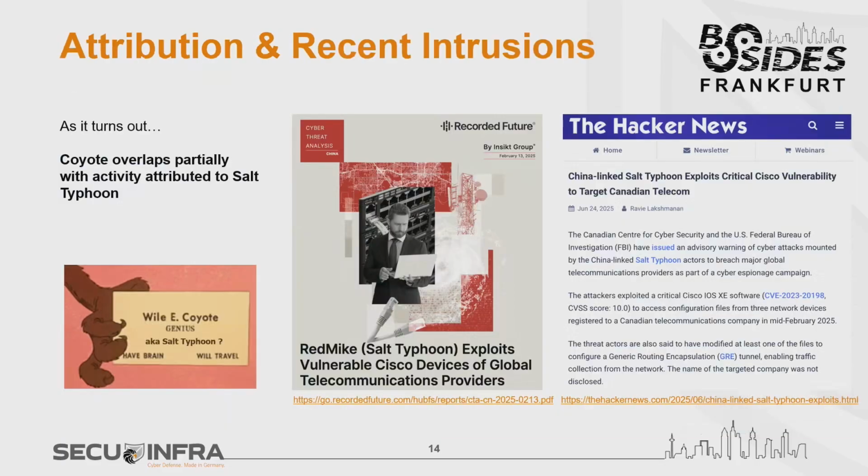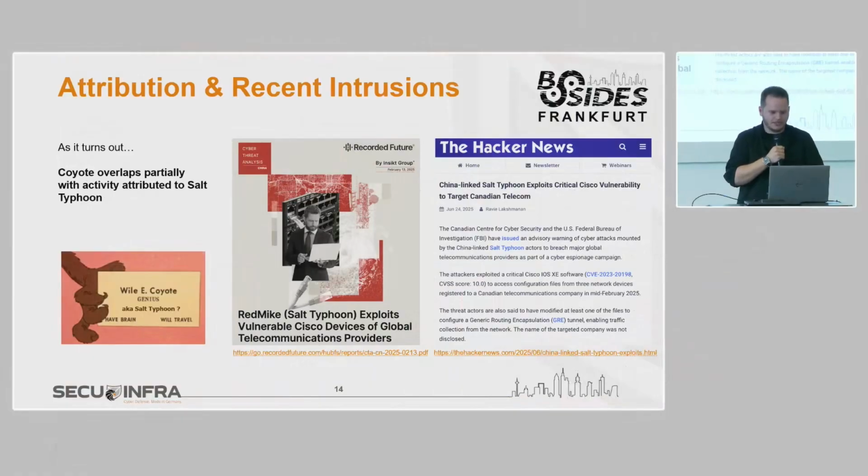Yeah, we were and still are very cautious about attribution at this point. But as it turns out, the activity that we saw is partially overlapping with reporting on Salt Typhoon. There was a report by Recorded Future earlier this year. They call them Red Mike. But that shows some very striking similarities in the exploitation of these vulnerabilities. And more recently, in June, a Canadian telecom organization was compromised through these exact vulnerabilities because they still weren't patched.